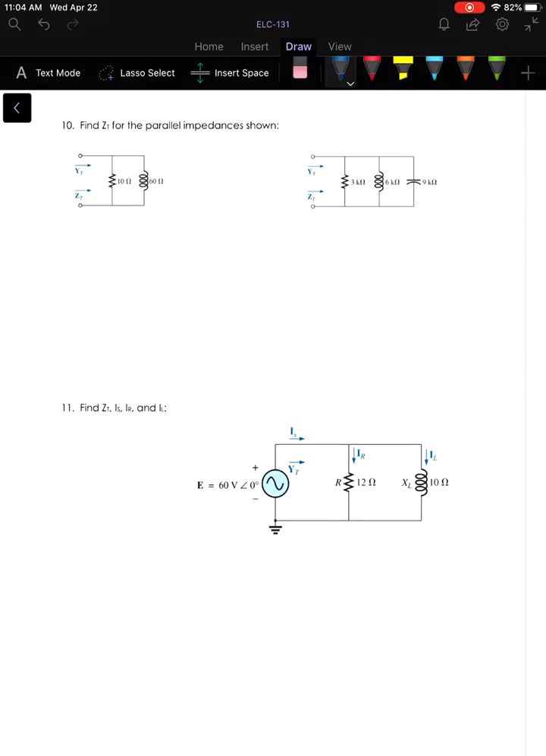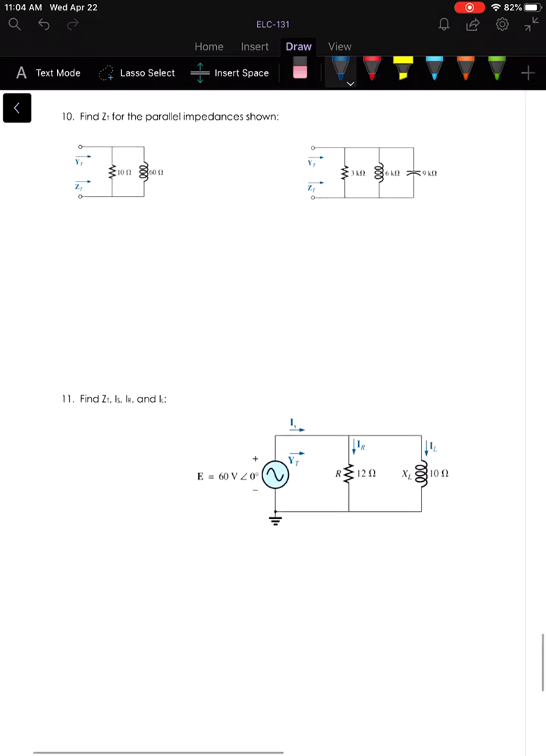So I just want to show you a little bit about our parallel impedances and how to solve for a parallel circuit. This is a little bit further than I expected us to get this semester, but I wanted to show you a little bit of how this would work and show that you can work pretty much any problem now if you understand the phasors and the concept of impedance. So let's look at number 10 in part A here.